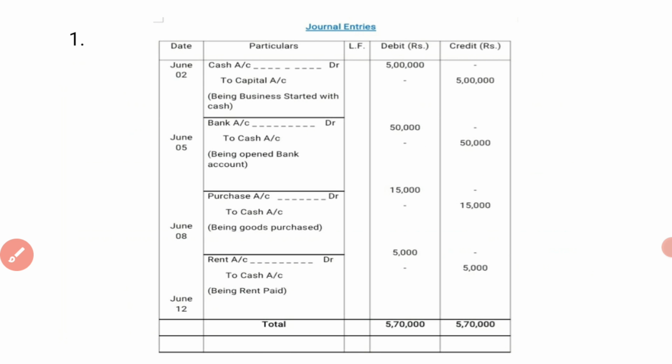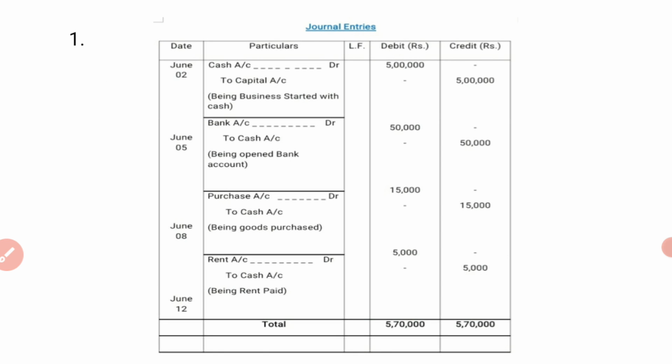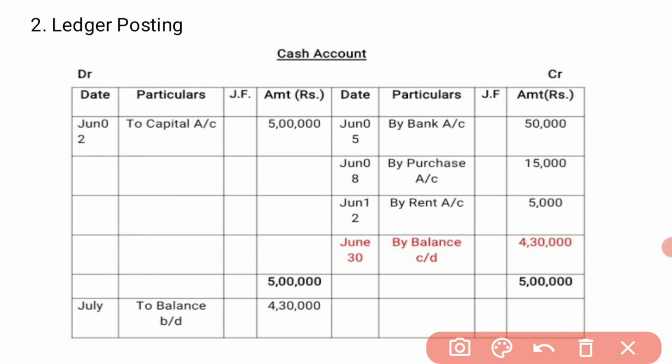Then on June 12, rent account debited to cash account. Here also cash is credited 5,000. So again here we have to write in credit side, by rent account 5,000. So this is what you have to record the transaction first.